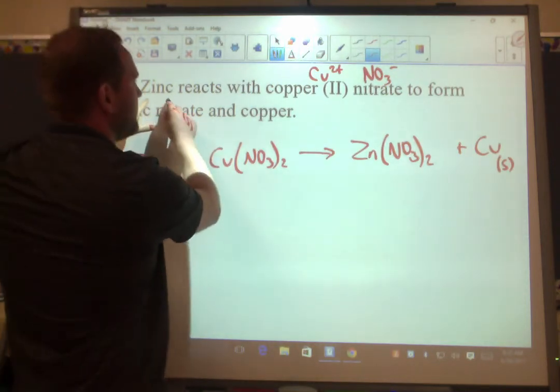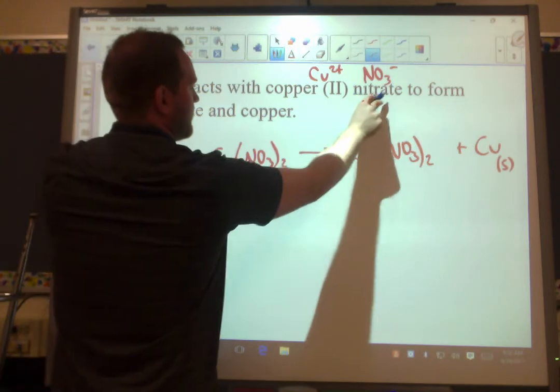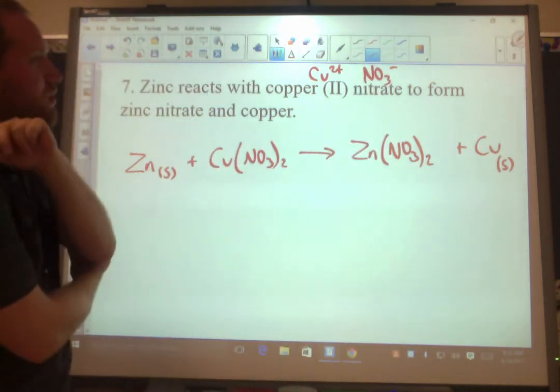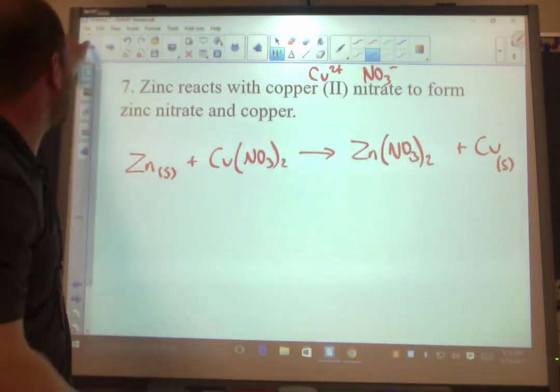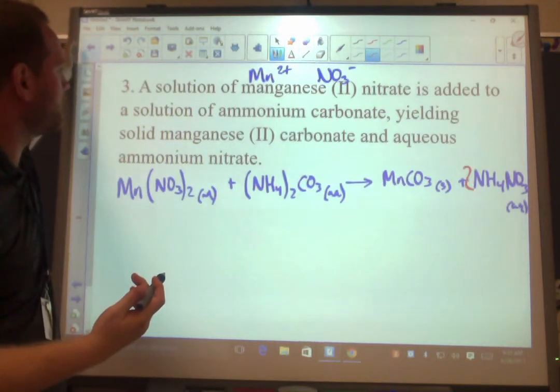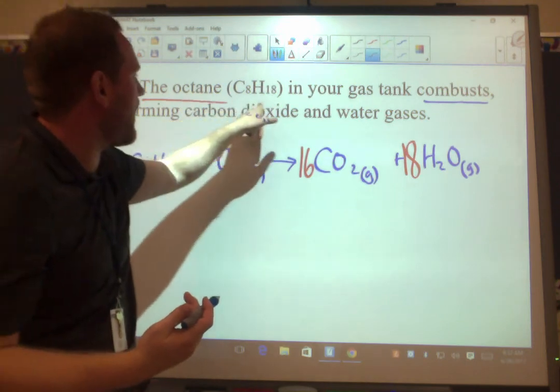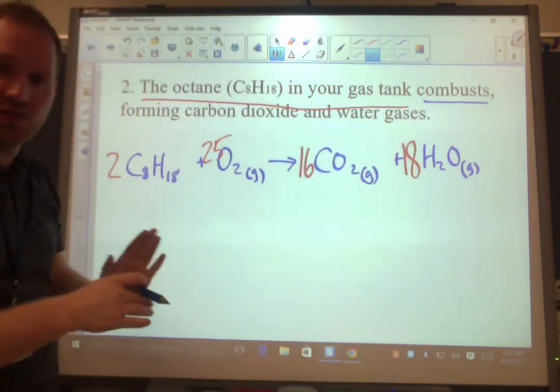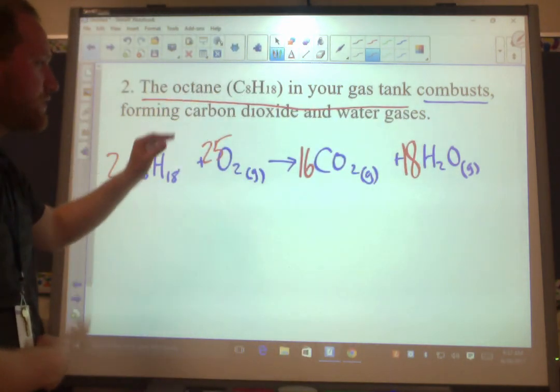I could just say zinc reacts with copper 2 nitrate. That's all I could tell you. And then you have to figure out what it's going to form based on the types of reactions. Same thing with this. I can tell you octane combusts. That's it. And you finish it out from there. So that's what's coming up next.